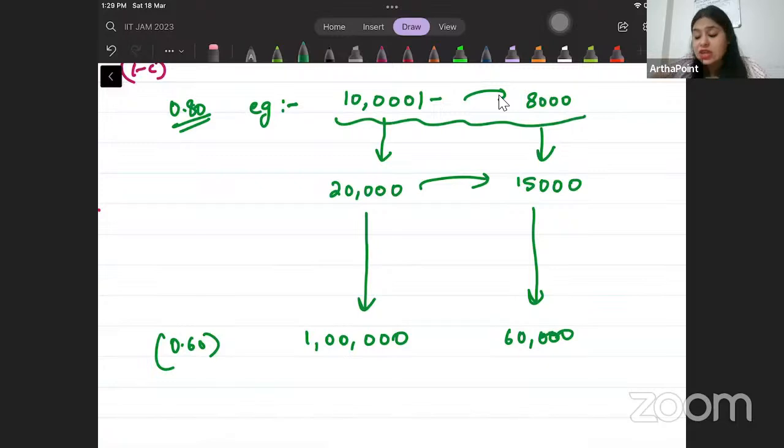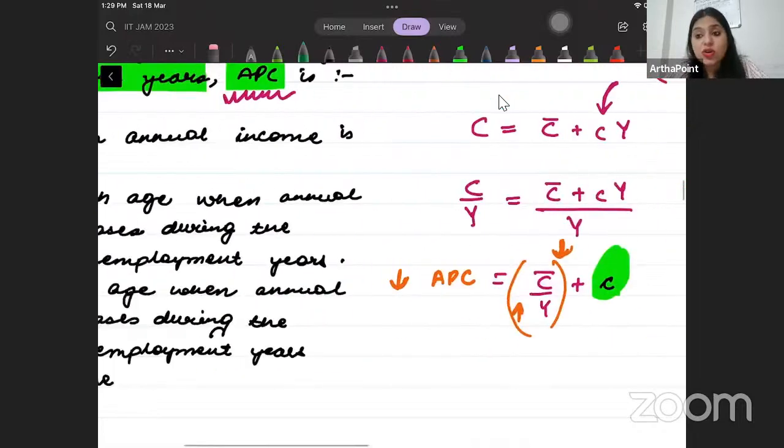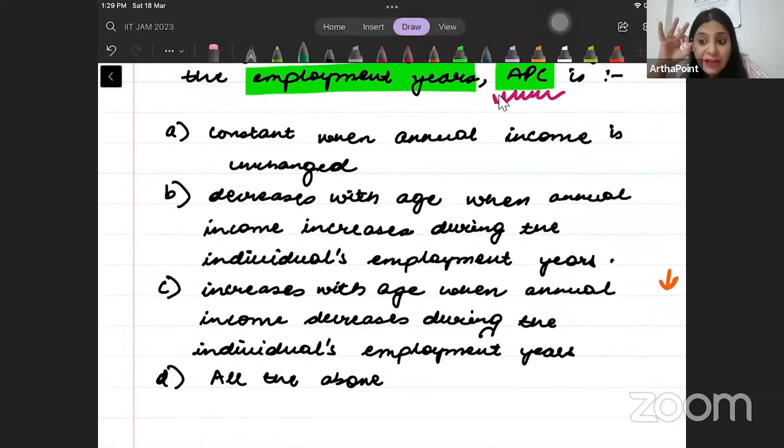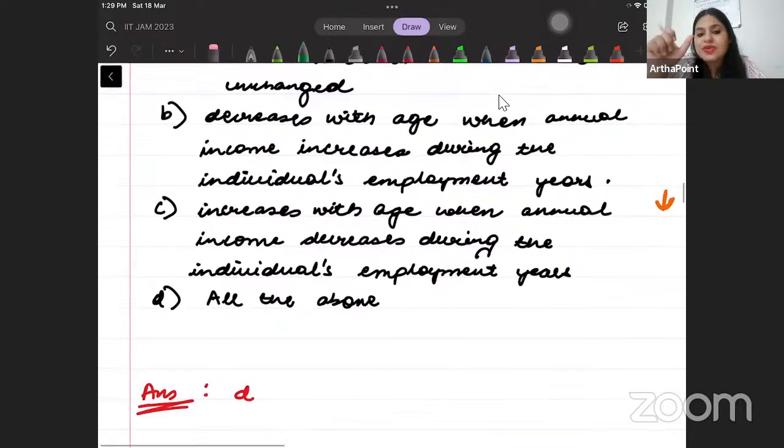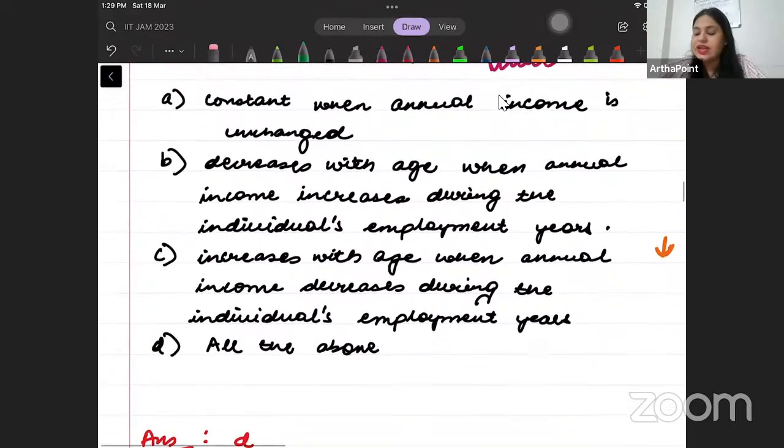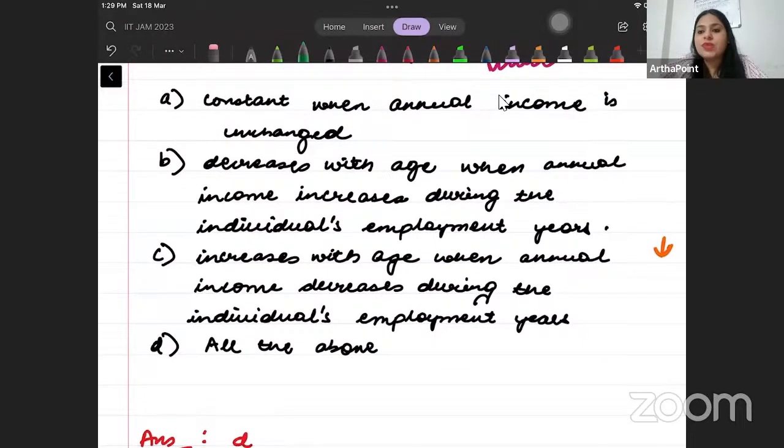Why? Because I have taken care of all my necessities. I have taken care of whatever other needs I had, but after a point of time, I will put it in the stock market. I will put it in the FDs. I will put it in some other form of saving. So as your income increases, your average propensity to consume will always decrease. And as your income decreases, APC will increase. So APC is negatively related to your income level. This is what happens.